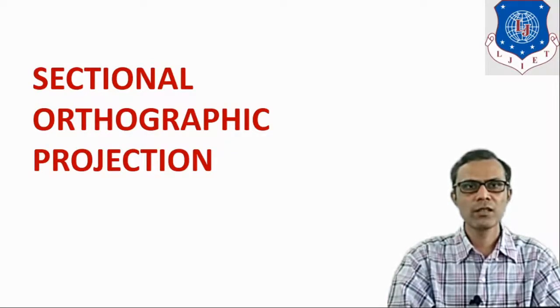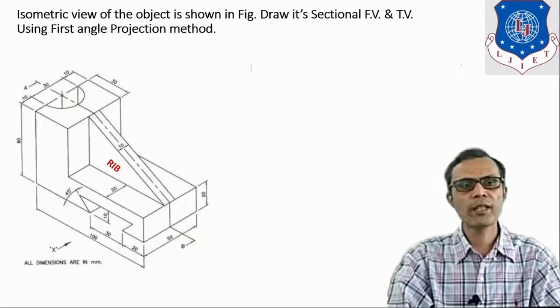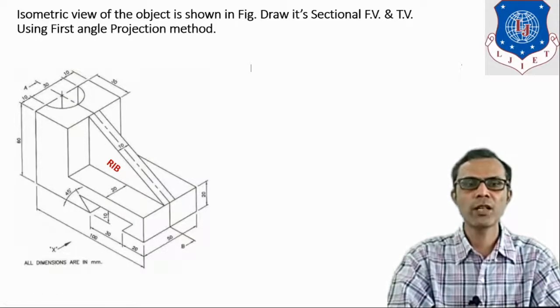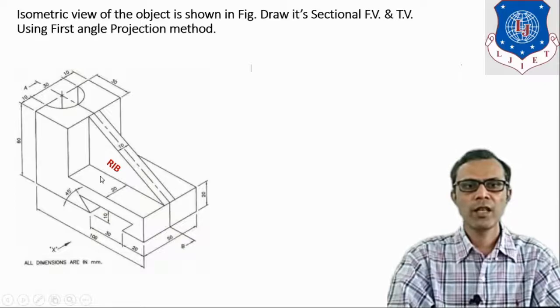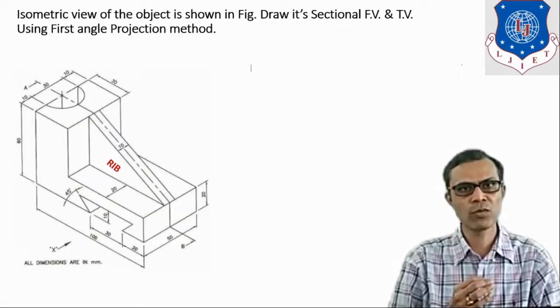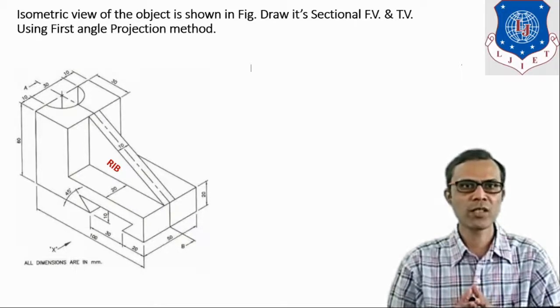In this session, we are going to discuss sectional orthographic projection with an example. Here the question is: the isometric view of the object is shown in the figure. Draw its sectional front view and top view using the first angle projection method. So it is the given three-dimensional object and we have to draw its front view, but the front view is not a normal front view. We have to draw its sectional front view and top view using the first angle projection method.